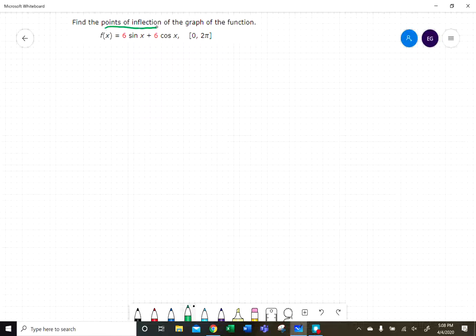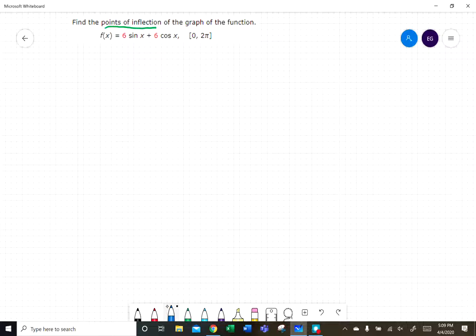These are points on the graph where the concavity changes, whether it's a transition from concave up to concave down or vice versa. We're looking at places where the concavity changes. And the second derivative of the function is what tells us the concavity or the shape of the graph. So we're going to need to go ahead and take the derivative and then take the derivative again.